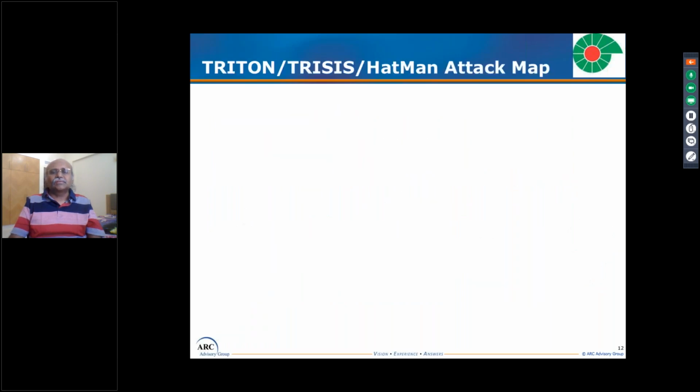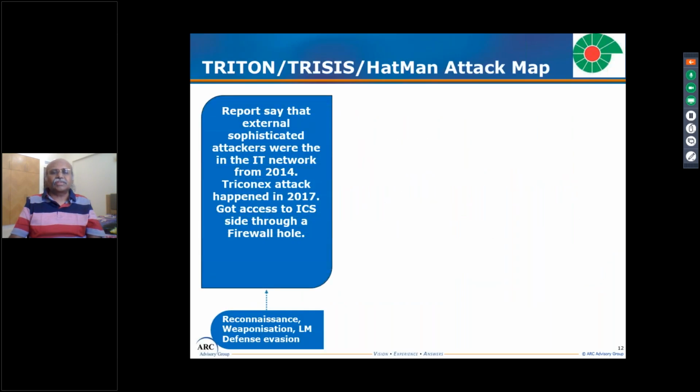Yeah, but the attack was not fully successful because the Triconics had a redundant controller, and when it was checking its image, there was an issue with the image after the attack, and the plant went for a safe shutdown. But for that, the attacker might have created a catastrophic consequence in the plant.